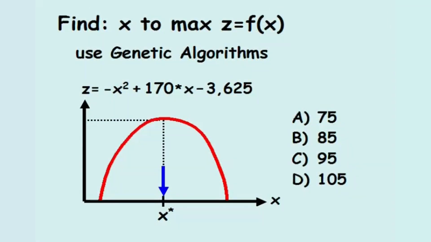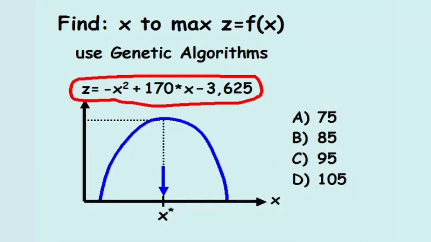Find the value of x, which maximizes the function z of x, using a genetic algorithm. In this problem, the quadratic equation negative x squared plus 170 times x minus 3625 is plotted from values of x equals 0 to x equals 200 for the positive values of z.